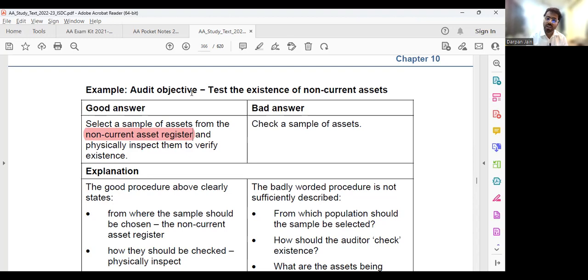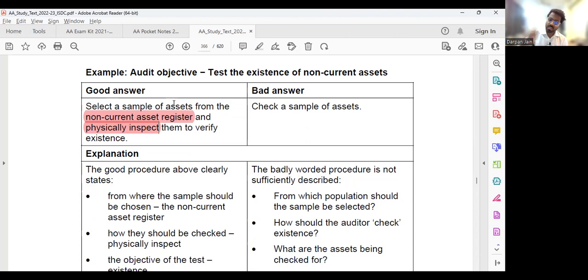What should you write? You should write that you're selecting a sample of assets from what? From a non-current asset register and then physically inspecting them to verify existence. So see, you have action, you have the source, and you have the objective. All three of them should be present in the procedure.